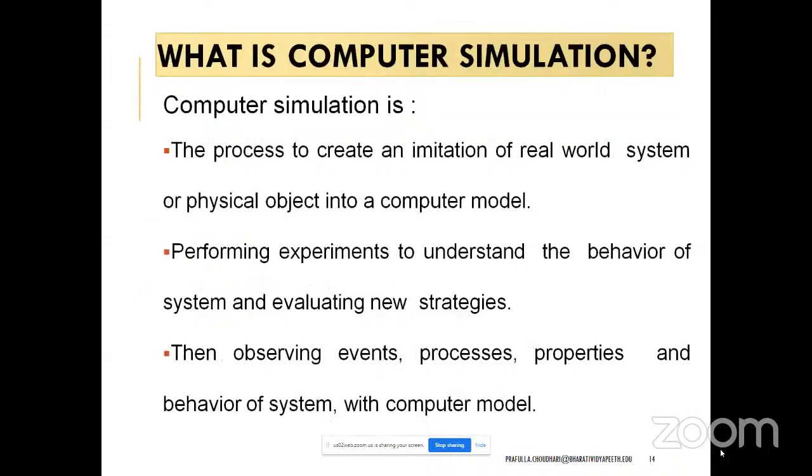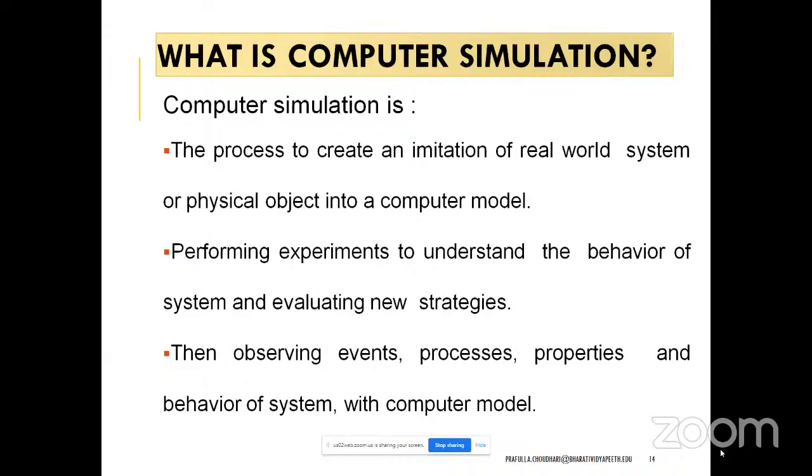Now when you see chemoinformatics technology, the terminology that often comes up is computer simulation. What exactly is a simulation? By definition, a simulation is a process to create an imitation of a real world system or a physical object as a computer model. It is a process to create an imitation of the real world system or a physical object into a computational model. And this simulation is nothing but the representation of the real world system.